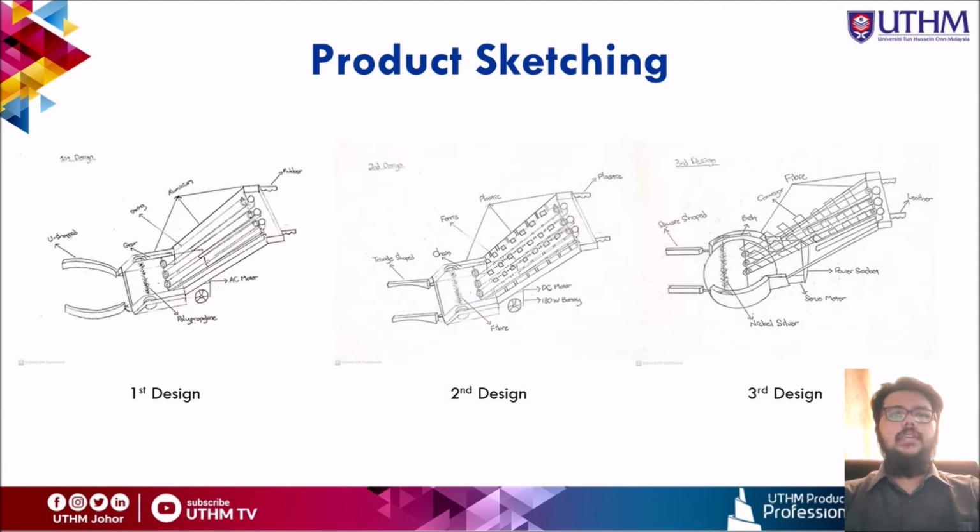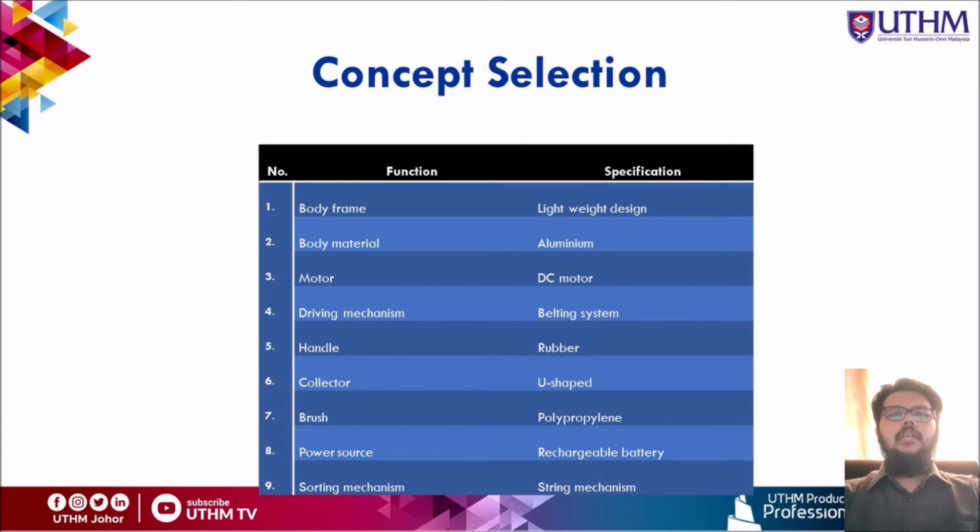For product sketching, we came out with 3 designs, which consist of 3 different working principles, functions, and benefits. Lastly, concept selection. The optimal criterion combination is when a product meets the majority of client needs while also receiving the highest overall weight rating. So for body frame, we went for lightweight design.